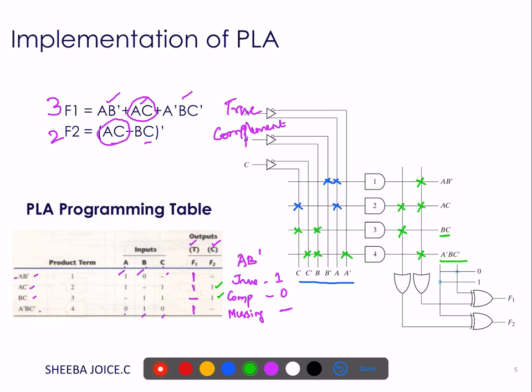Now, just now we saw F1 is in the true form. So I have to connect it to 0 so that F1 exclusive OR 0 will give me F1. Whereas F2 is in the complement form, so I need to get F2 complement. For that, whatever is available, I am going to complement it with 1, exclusive OR with 1. So it will become F2. So this is my F1 which is in the true form and F2 in the complement form.